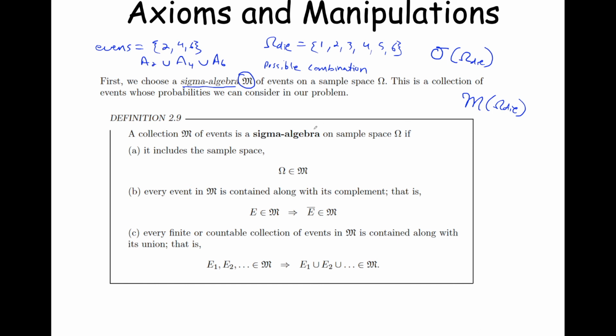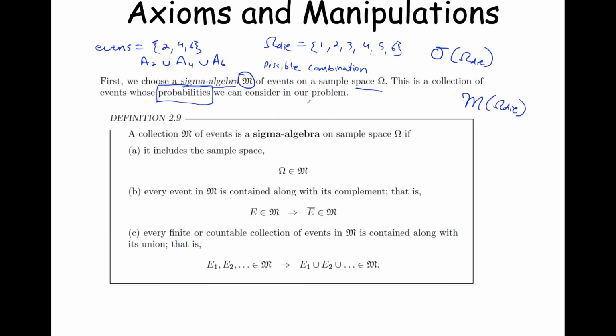Okay, so let's look at this sigma-algebra. You choose a sigma-algebra, a set of possible combinations on sample space omega, and it's a collection of events, and these events are going to be associated with this thing we'll call a probability. We'll get to what that means later. And you consider this in your problem.